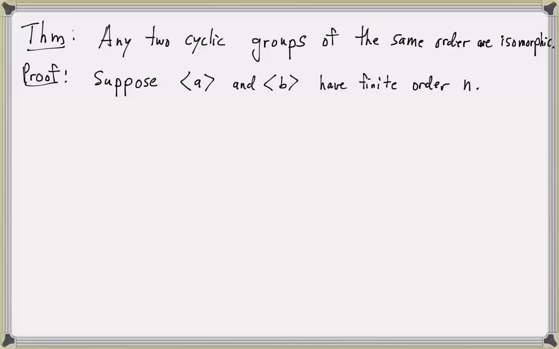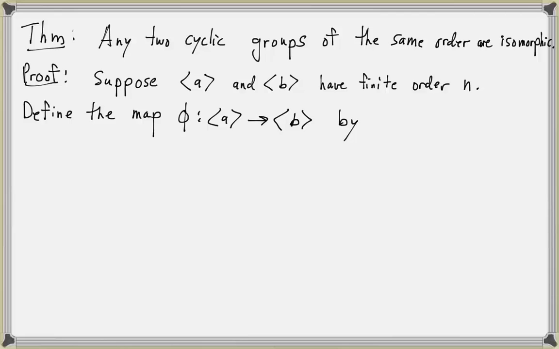Let's define a map that will be our isomorphism, showing that these two groups are isomorphic. So let's define our map. Phi from the cyclic group generated by A to the cyclic group generated by B by phi of A to the power k. So if you have an integer power of A, we're going to map A to the power k to B to the power k. Let's show that this map is an isomorphism.